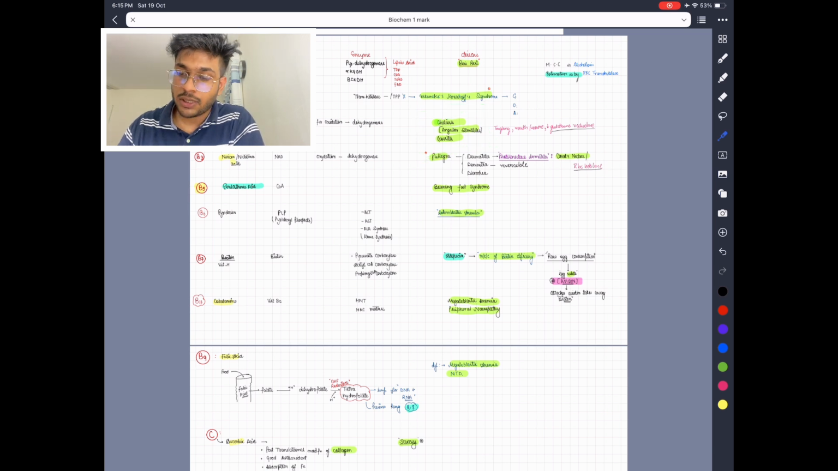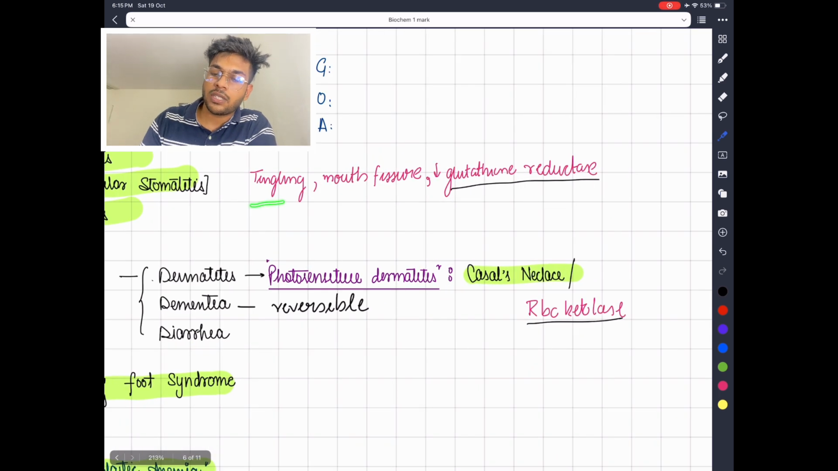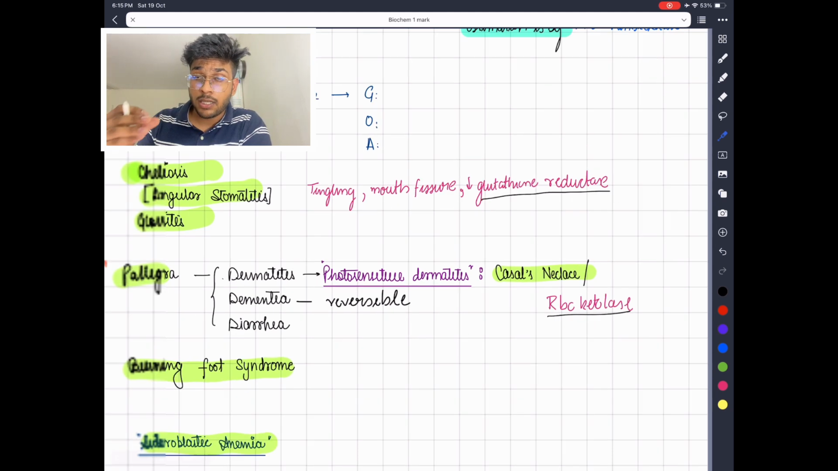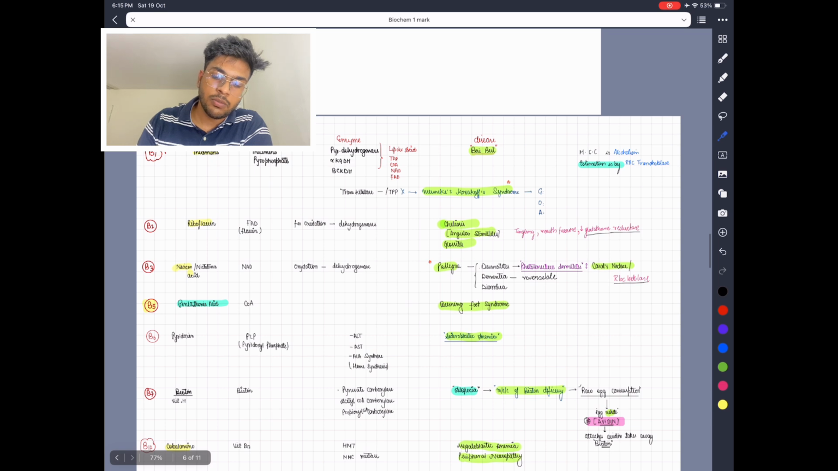Second one, riboflavin, associated with cheilosis, stomatitis, and glossitis. The question stem will most likely mention something like tingling sensation of the mouth, mouth fissures, decrease in glutathione reductase. Most likely, if that is mentioned, the answer will be one of these, or it will be this, or it will be this.